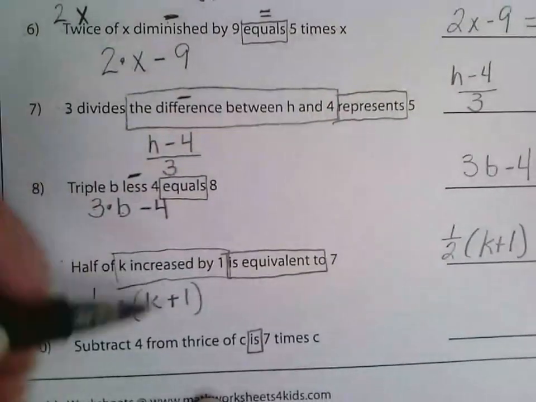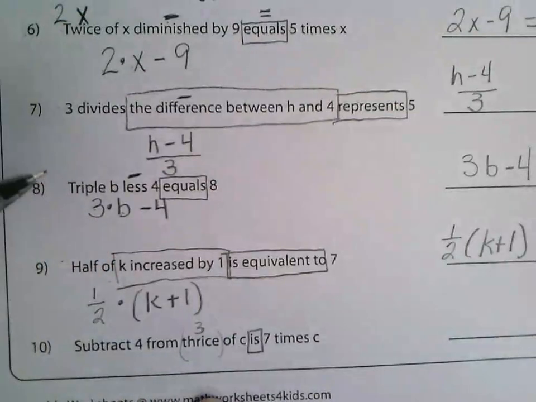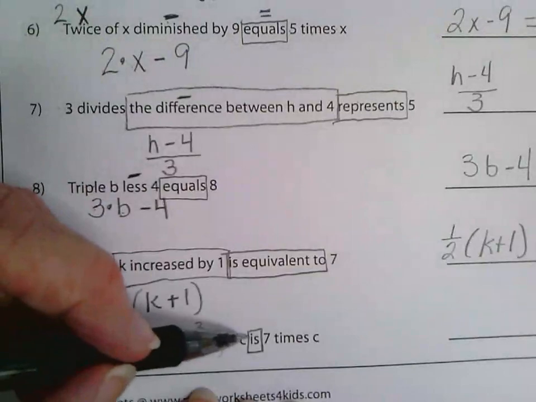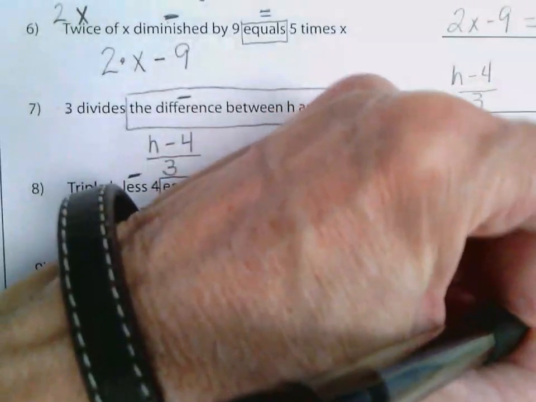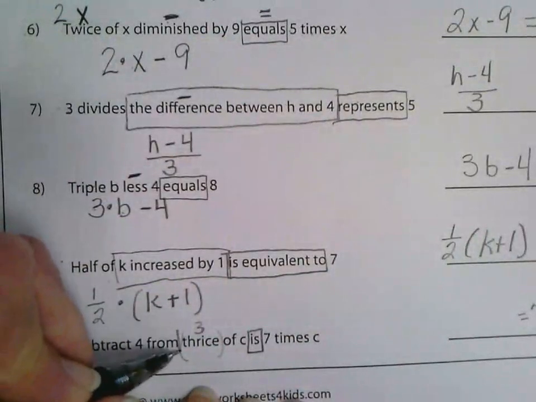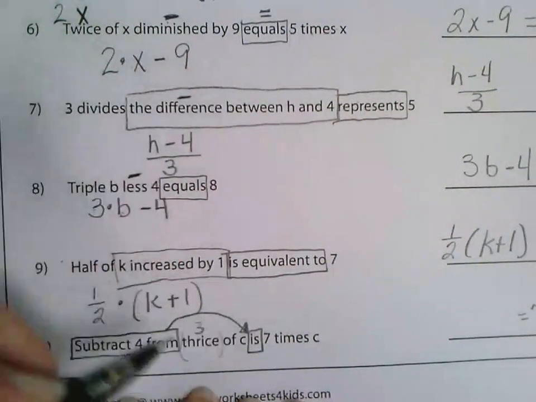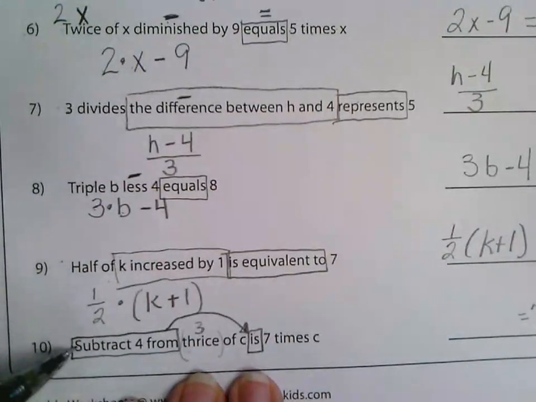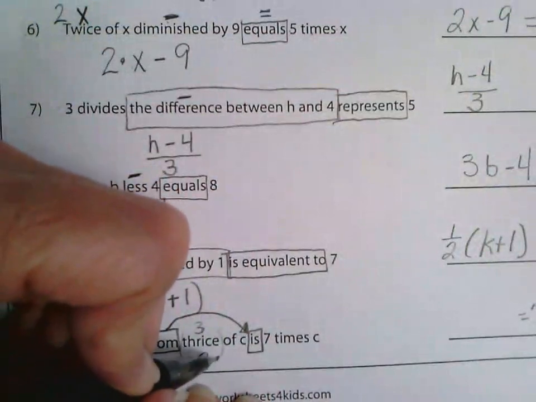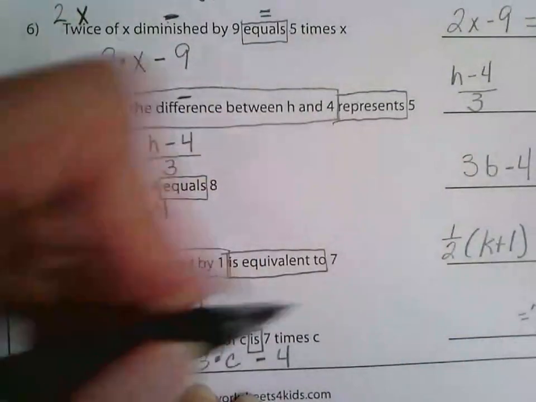Number 10, subtract 4 from thrice. Thrice means 3, or 3 times, of c is 7 times c. So subtract 4 from whatever this is. So I'm going to find this first, and then I'm going to subtract 4 from it. So thrice of c is 3 times c, and I'm going to be subtracting 4 from that. So 3c minus 4.